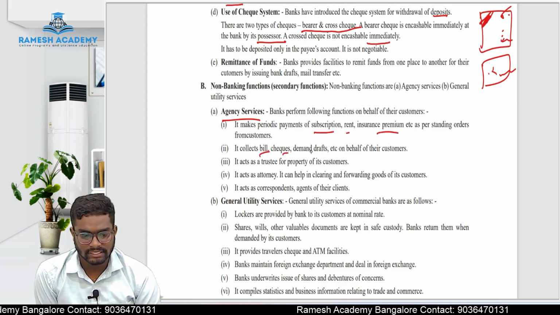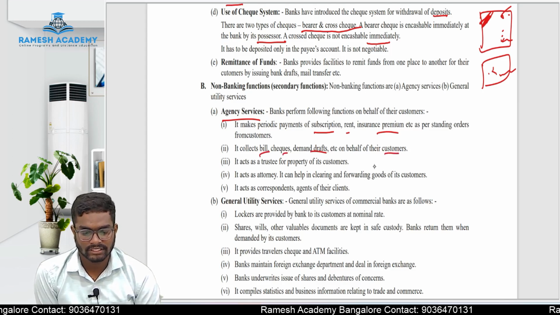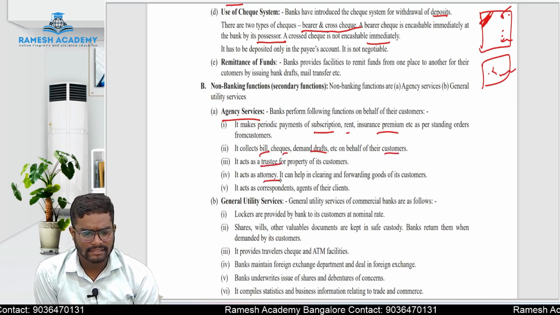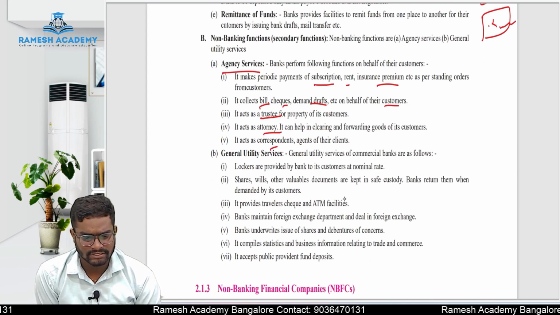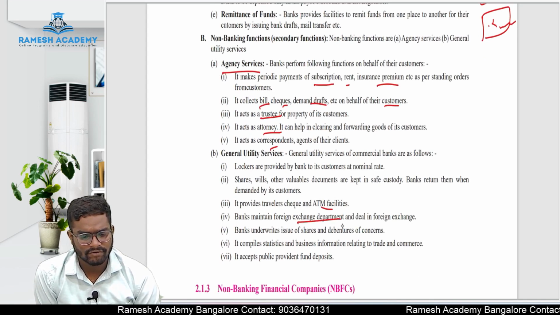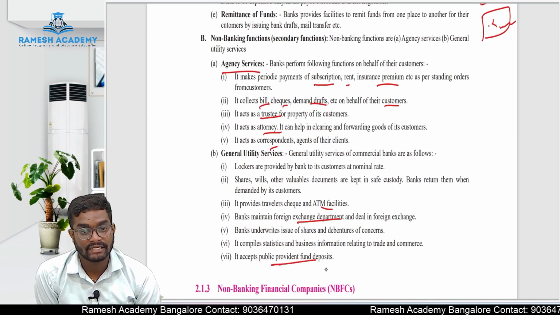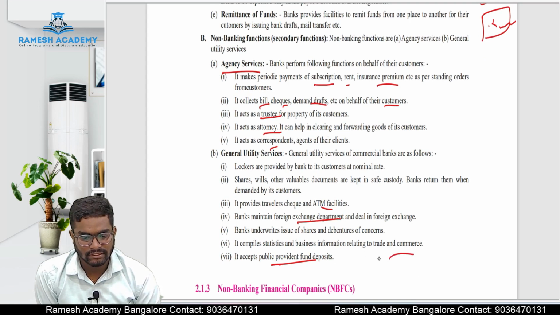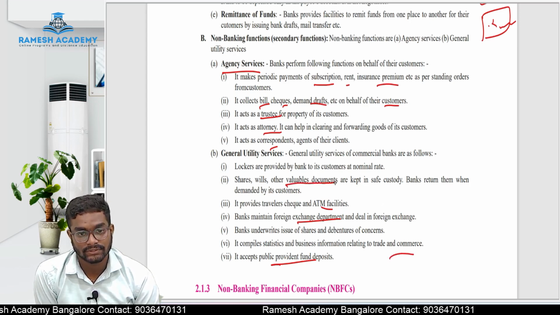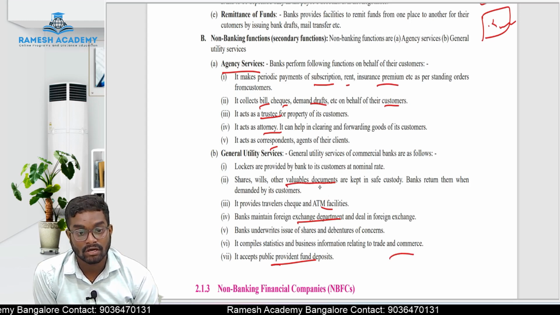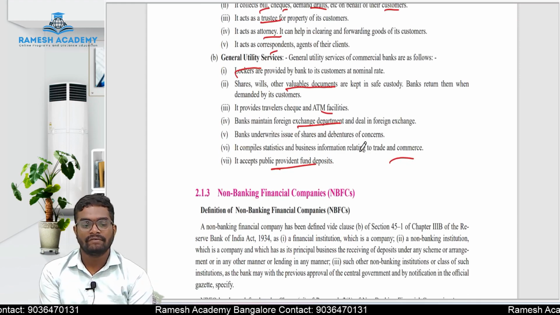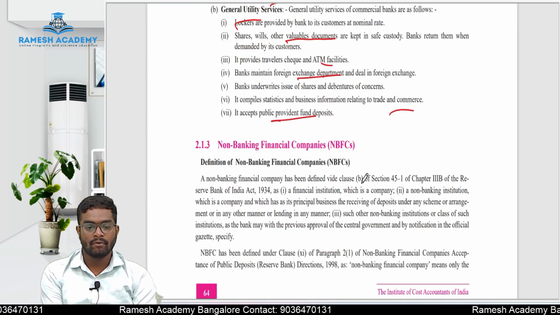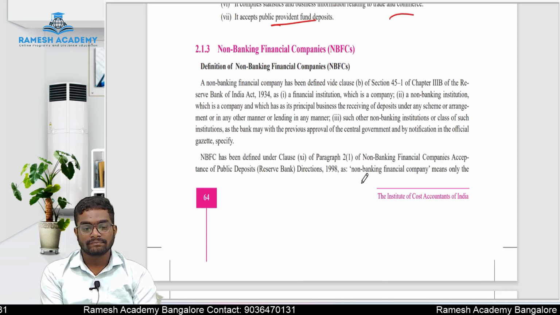It collects bills, cheques, demand drafts on behalf of their customers, acts as a trustee, acts as an attorney, acts as a correspondent. General utility services: it provides travelers cheques, ATM facilities, maintains the foreign exchange department, provides public provident fund deposits, pension funds, etc. So they will keep the depository services. So they will be providing locker facilities, etc. So by this we have completed the commercial banks. Now we will be going to the NBFCs.